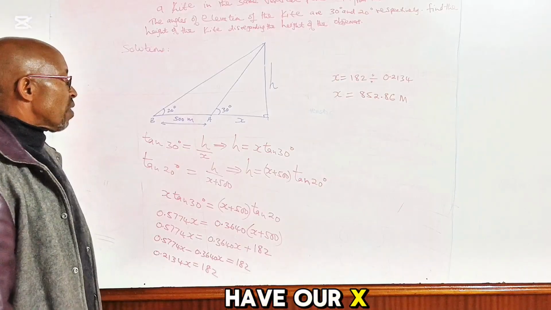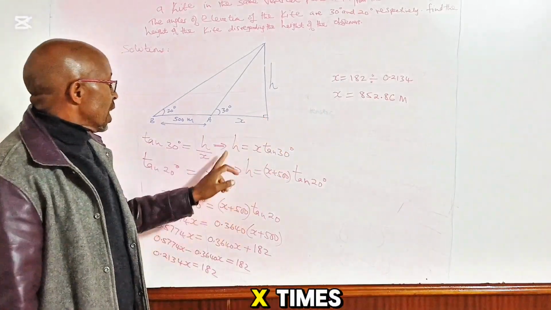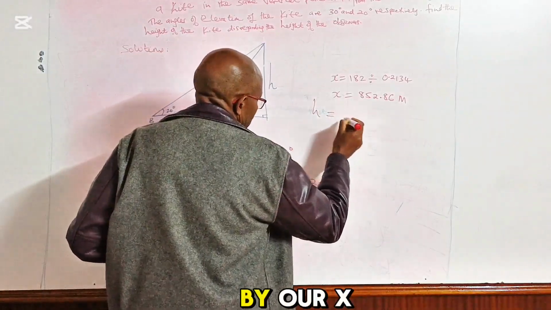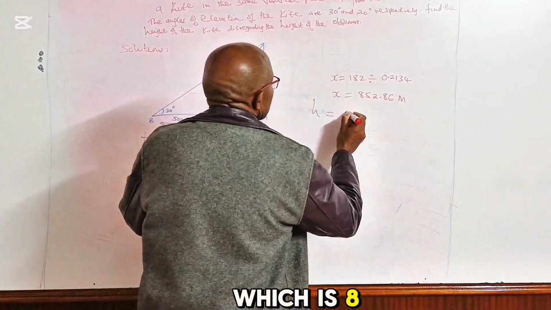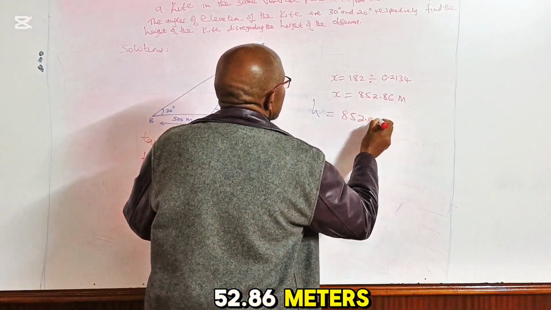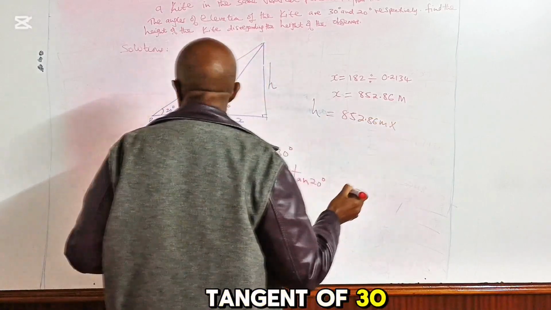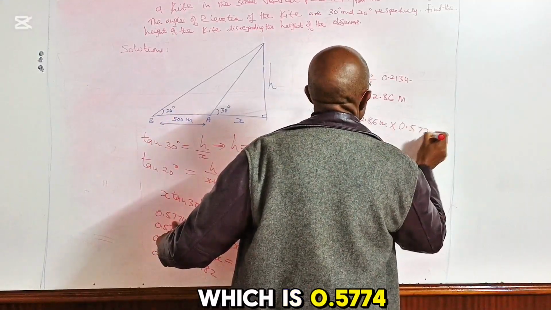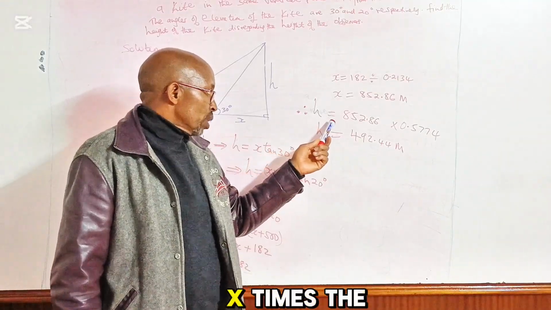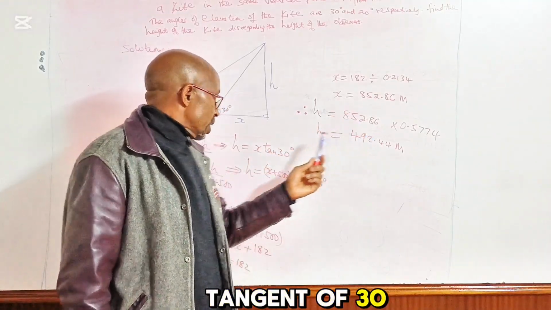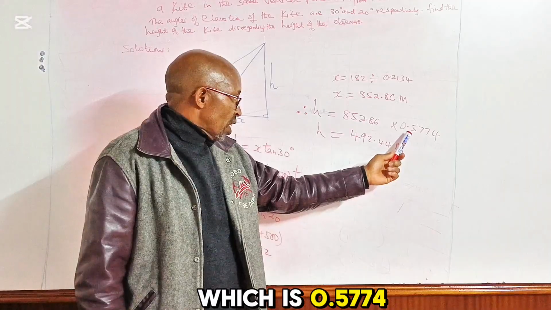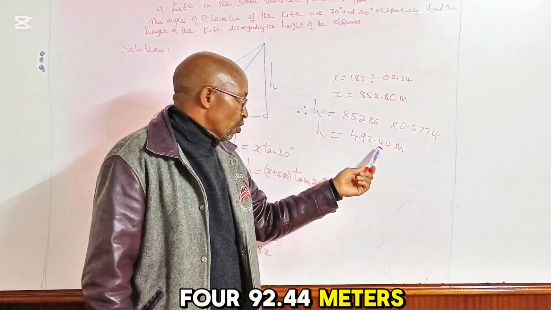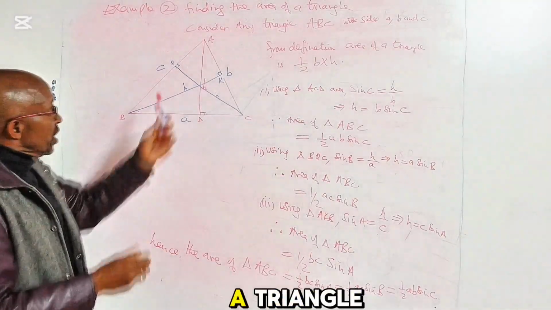Now that we have our x, we can get the height. The height is x times tangent of 30. So our height is 852.86 meters, multiplied by the tangent of 30, which is 0.5774. Therefore, the height will be equal to 492.44 meters.